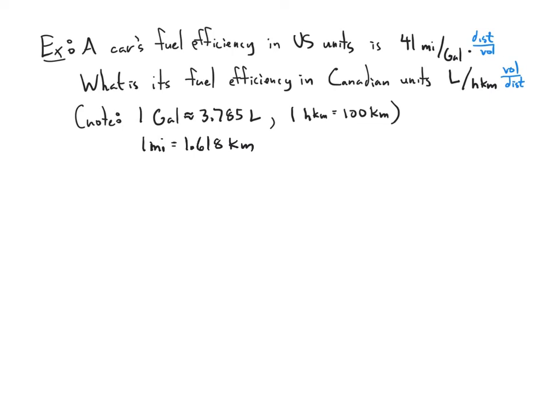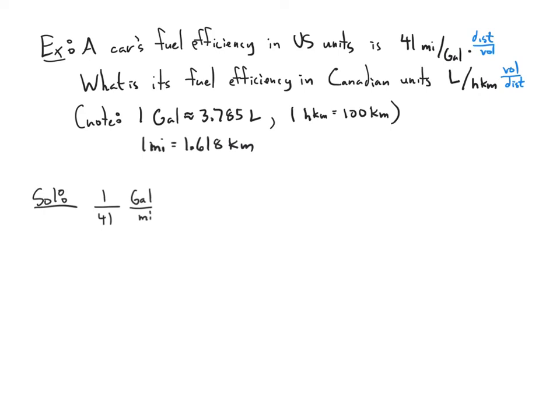Okay, let's set this up. We want to flip our unit here. So rather than 41 miles per gallon, I'm going to express it as 1 over 41 gallons per mile, since I want our starting unit and our ending unit to have the same type of unit. This is distance over volume, this is volume over distance. I want to end in volume over distance, so I better flip this to be volume over distance. So we have 1 over 41 gallons per mile.